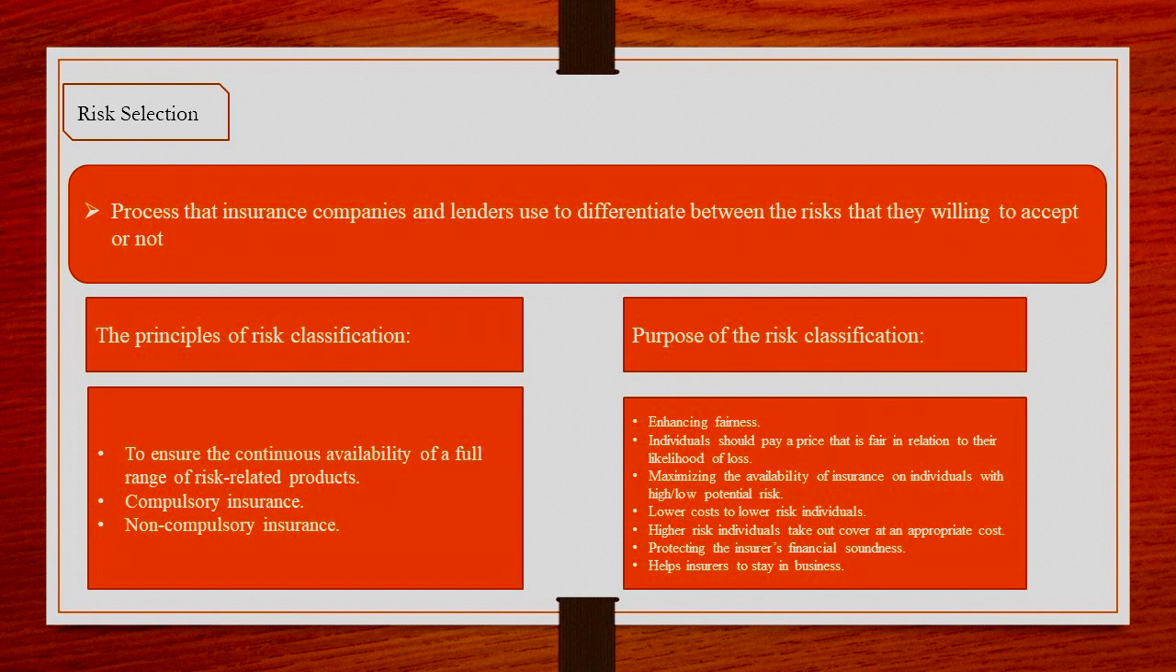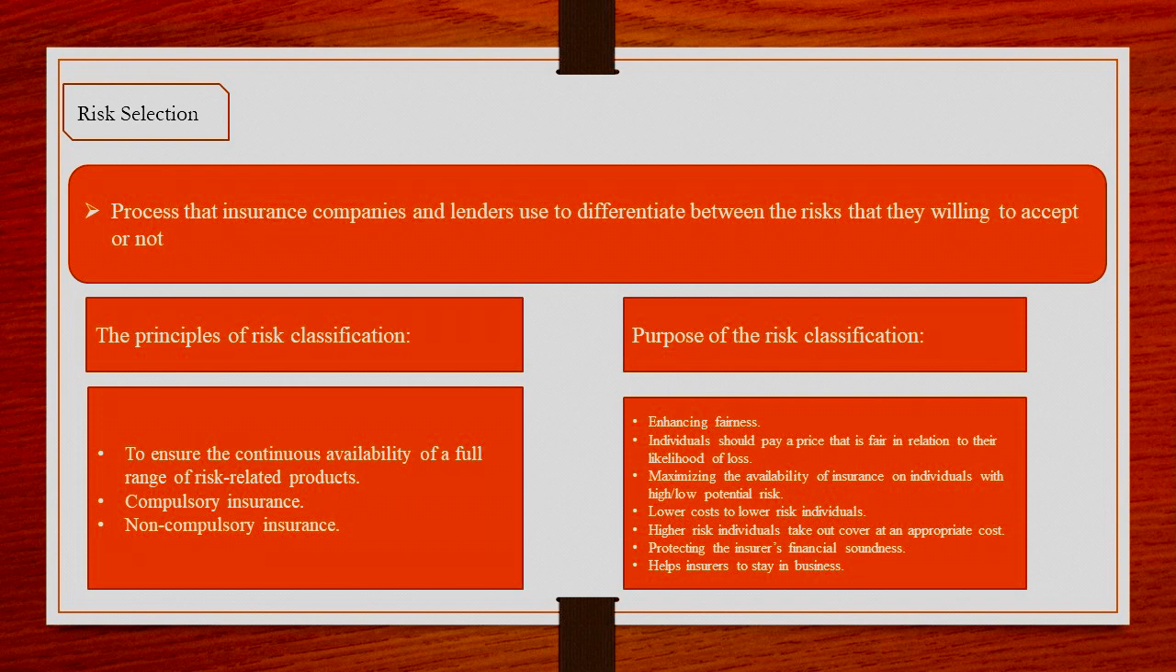Purpose of the risk classification: enhancing fairness. Individuals should pay a price that is fair in relation to their likelihood of loss. Maximizing the availability of insurance to individuals with high or low potential risk. Lower costs to lower risk individuals. Higher risk individuals take out cover at an appropriate cost.